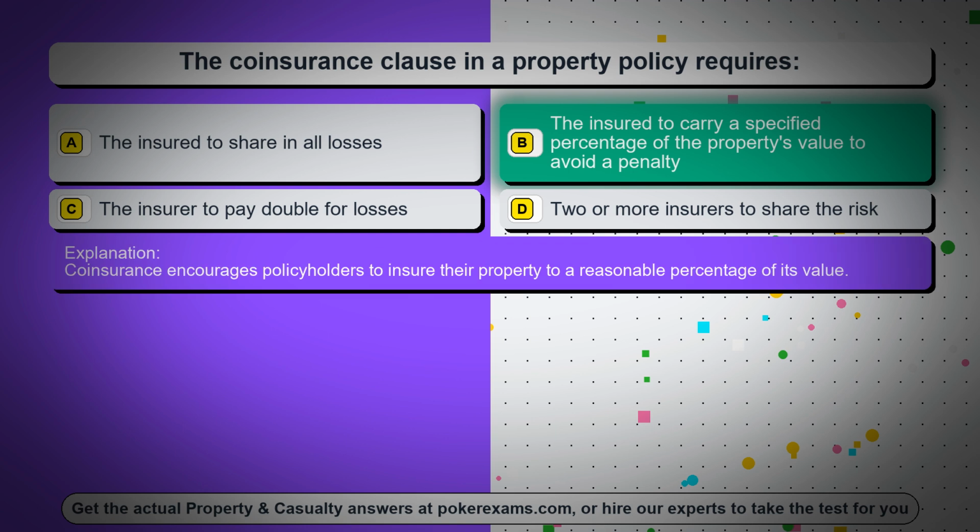Coinsurance encourages policyholders to insure their property to a reasonable percentage of its value.